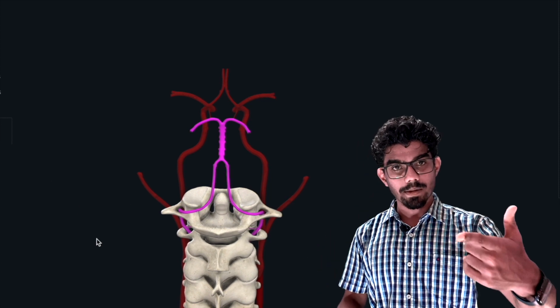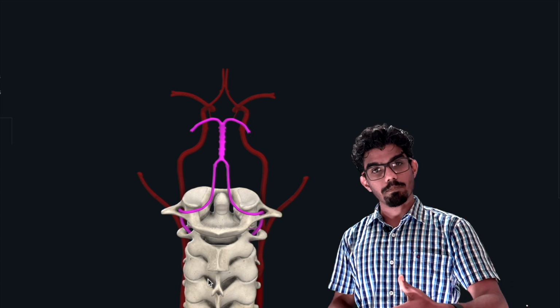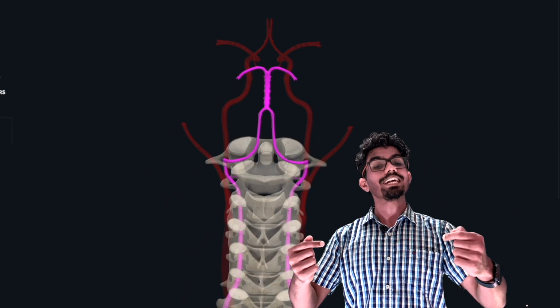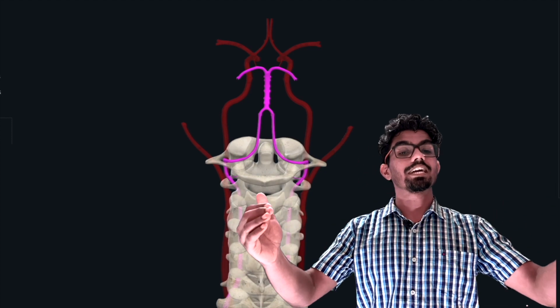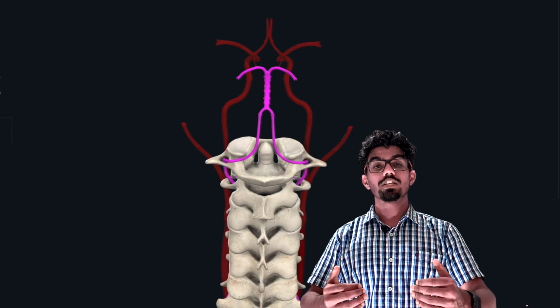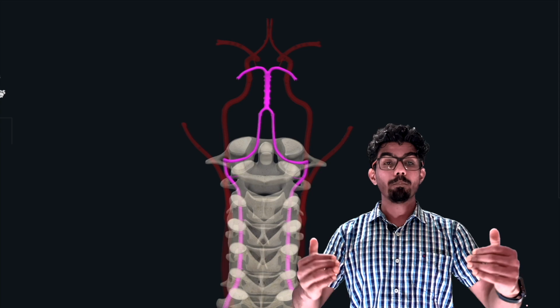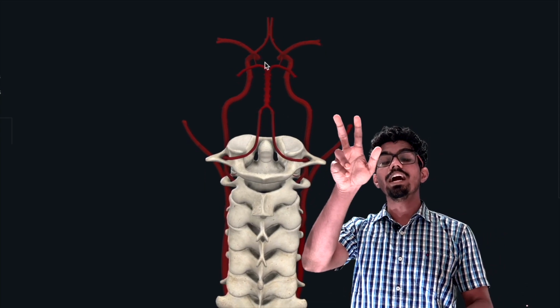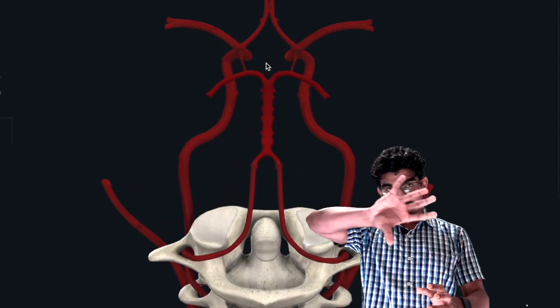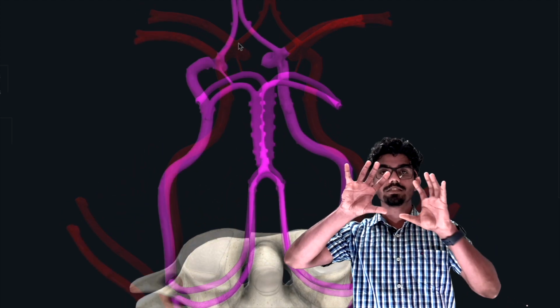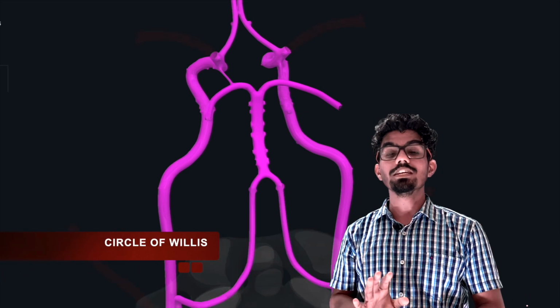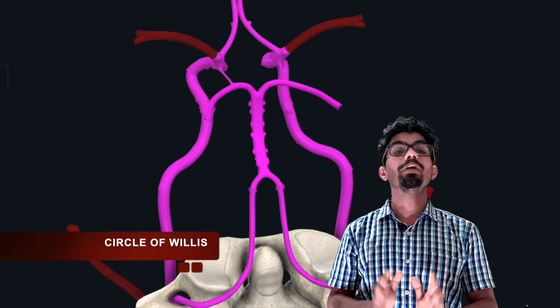Now the anterior cerebral artery, the posterior cerebral artery, and a branch from the internal carotid artery directly, which connects the internal carotid artery to the posterior cerebral artery, called the posterior communicating artery, along with the anterior communicating artery. These arteries simultaneously form a circle-like structure at the base of the brain called the circle of Willis, which supplies the base of the brain.